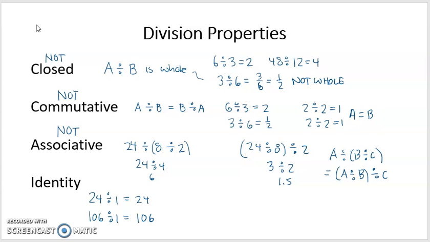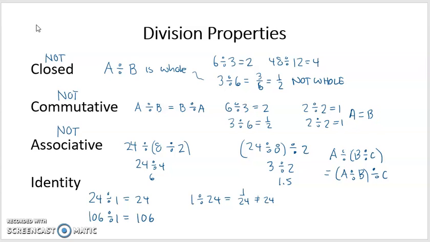The problem is with identity properties, the reverse, the opposite has to be true. In other words, it doesn't matter which way you operate with this for an identity. You know that 1 times 3 equals 3 times 1. Okay, that's identity for multiplication. For addition, 0 plus 6 equals 6 plus 0. In other words, you have to be able to reverse it. 24 divided by 1 does equal 24, but 1 divided by 24 equals 1 over 24, which is not equal to 24.